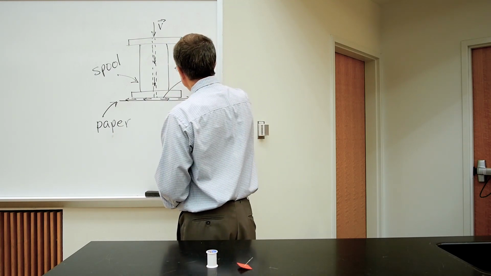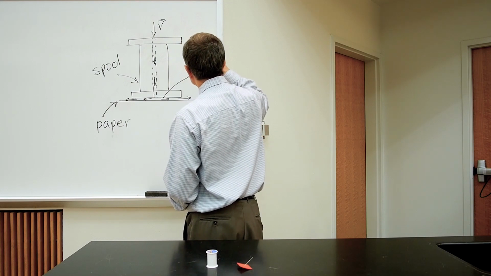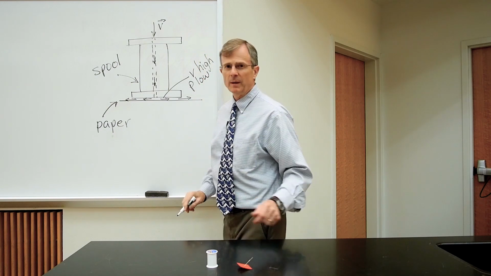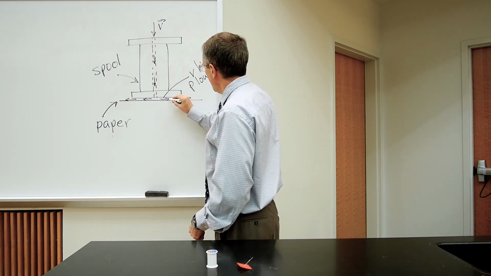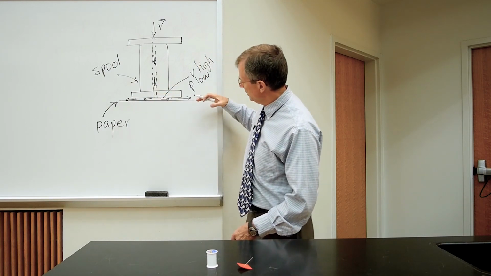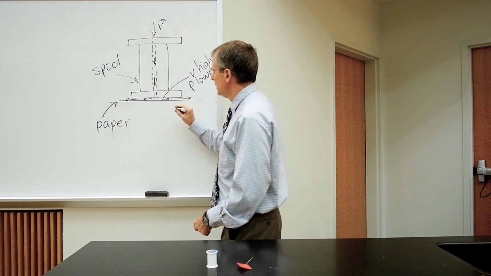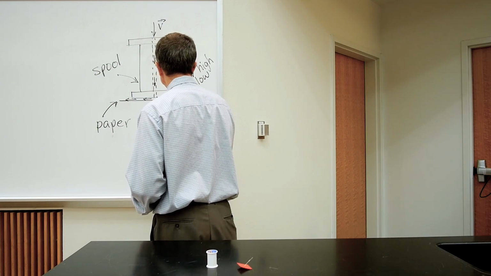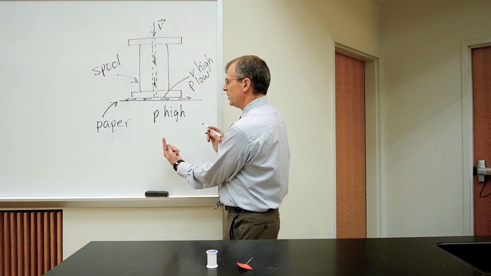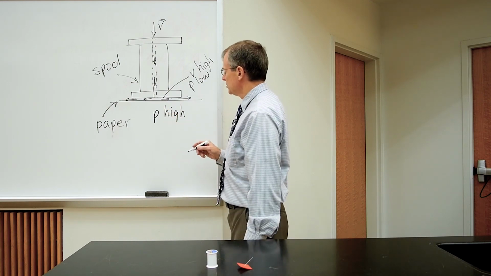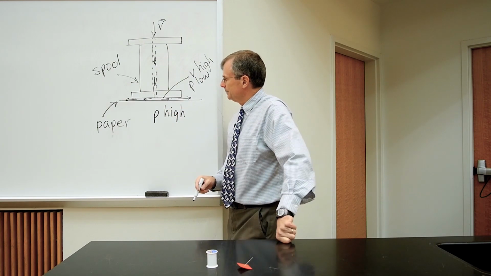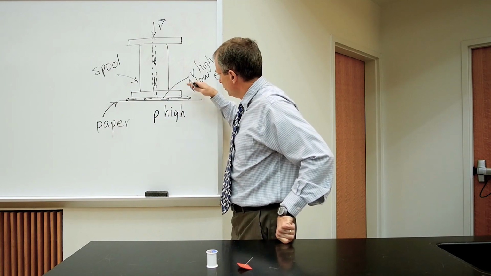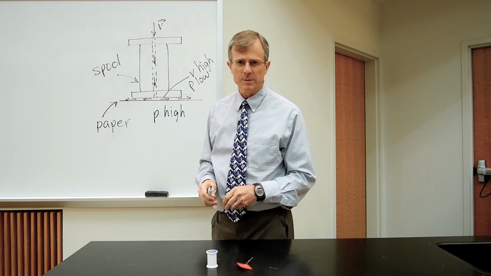Because the velocity is high here, the pressure must be low by Bernoulli's principle. So you have a low pressure up in this region between the paper and the bottom of the spool, but you have high pressure, or normal pressure, atmospheric pressure, down here. So the pressure pushing up on the paper is greater than the pressure in this region, and that difference in pressure, the high minus the low, is what holds the paper in place.